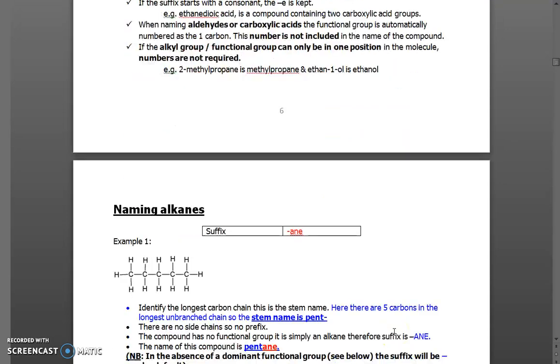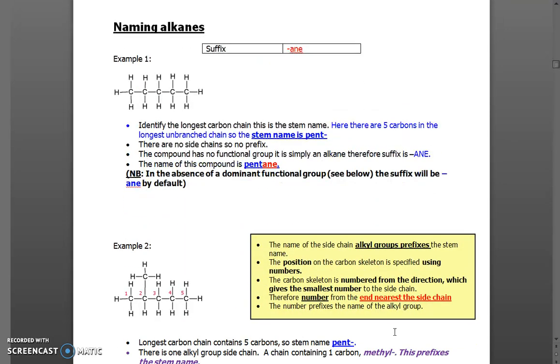Okay, so just a quick go at a couple of alkanes. So here we've got example number 1. We've got a carbon chain. The longest carbon chain is 5 carbons long. So that means that the stem is a pent. Because it's an alkane, it's a saturated molecule. There's no carbon-carbon double bonds. It's an ane. Therefore, this is just simply pentane.